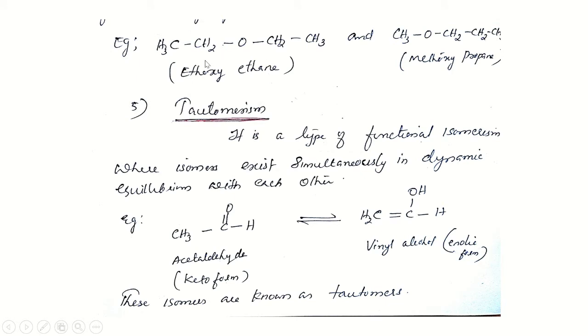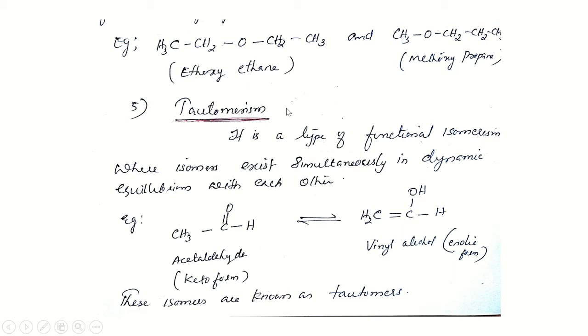And next, another example is ethoxyethane. Here you can see left side of this oxygen is CH2, 2 carbon. Here is also 2 carbon. Here you can see methoxypropane. That means left side of this oxygen 1 methyl group, and right side it's 1, 2, 3, 3 carbon atoms. So that is also another example for metamerism.